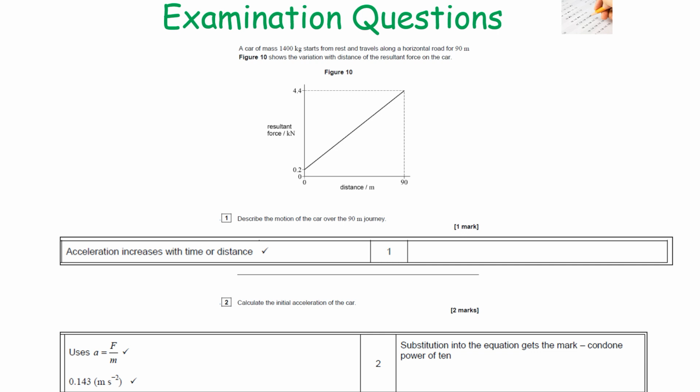Again, it's important to note the initial acceleration of the car. The initial means at the start. So in this question, the resultant force at the start is 0.2 kilonewtons, so it will be 200 newtons. So you'll be doing 200 divided by 1,400 to get 0.143.